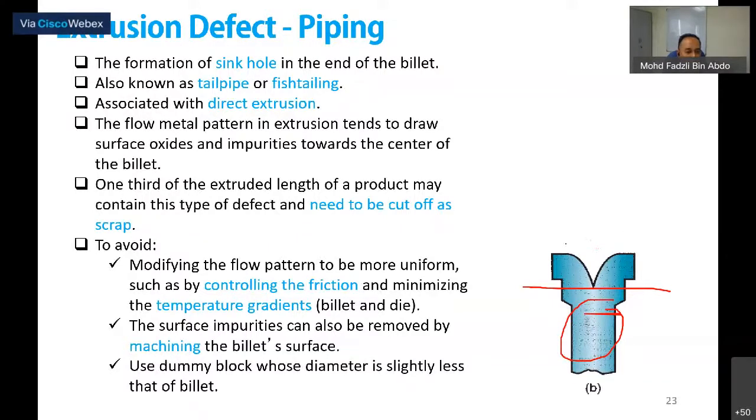Okay. To avoid this one, kita perlu modify the flow pattern to be more uniform, such as by controlling the friction and minimizing the temperature gradient. And then the surface impurity can also be removed by machining of billet. The billet surface, maksudnya sebelum kita buat extrusion, this billet ni ataupun you punya raw material ni, kena grind dululah bagi cantik, kena machining dulu, kena buang segala impurity semua oxide. Use dummy block whose diameter is slightly less than the billet. Maksudnya kalau katalah ada dummy block dekat sini, kuranglah kita dapat piping. Ini kita punya puncher. Macam tu. Okay.